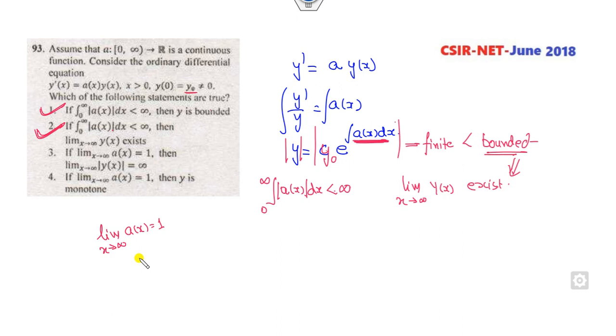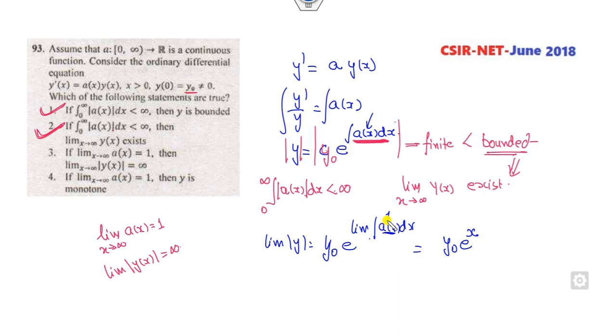So look at that, when the limit x approaches infinity, we can take the limit of y0 e raised to the power of the integral of a(x) dx, when a is 1. When you take a as 1, the integration of 1 is x, so it is e raised to the power x. So e raised to the power x, as x approaches infinity, goes to infinity, is also the correct answer. Check whether it's a monotone.